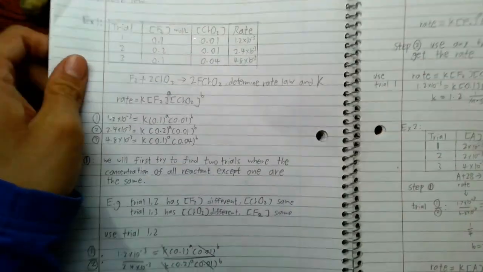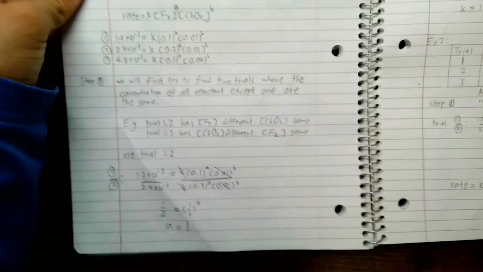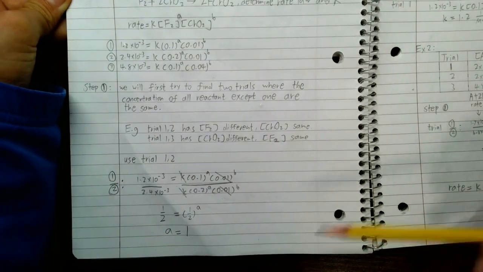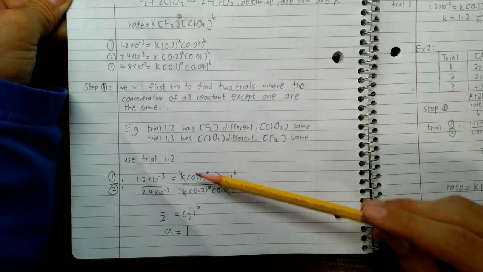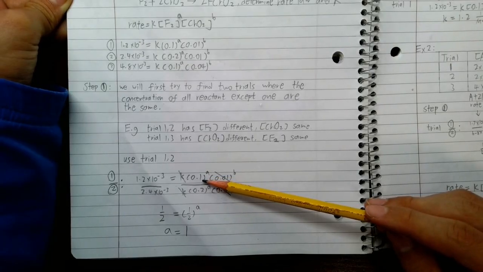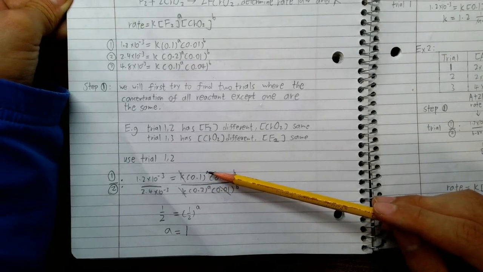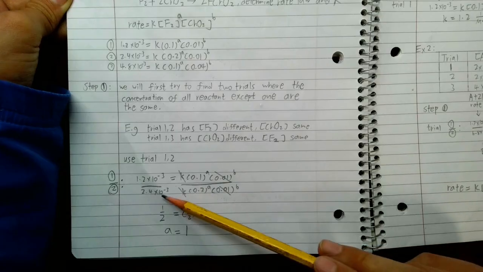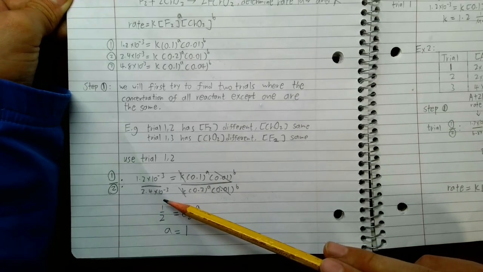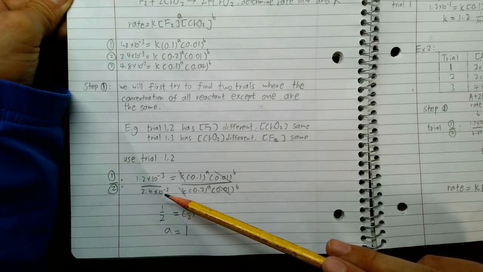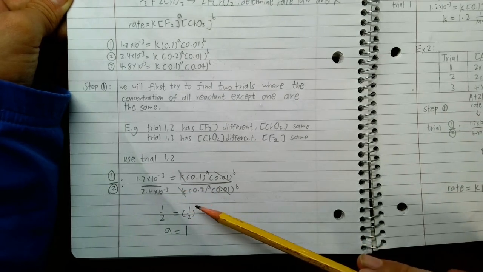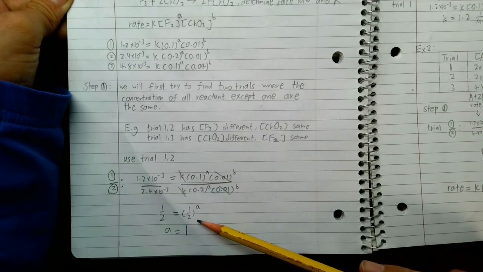Okay, let me move this up a little bit. And we can see that the concentration of fluorine has a power of A, and the other side is the ratio of the rates in 2 different trials. And we can immediately see that A equals 1.